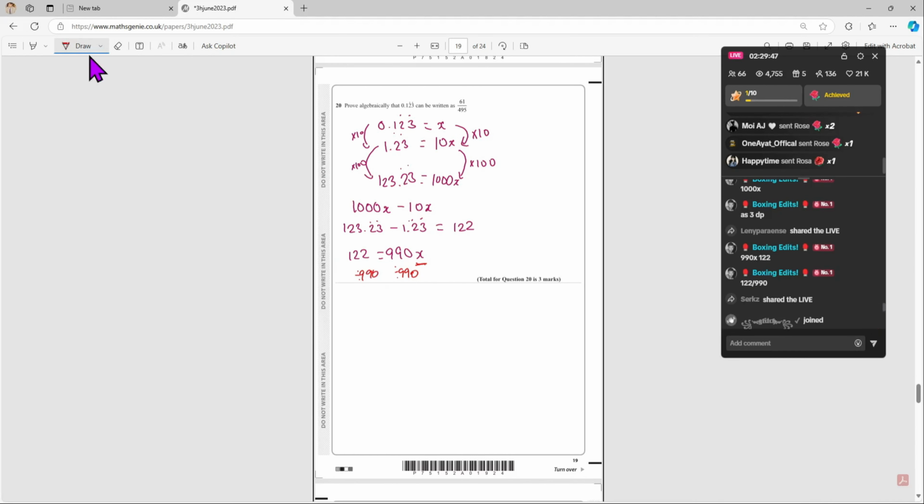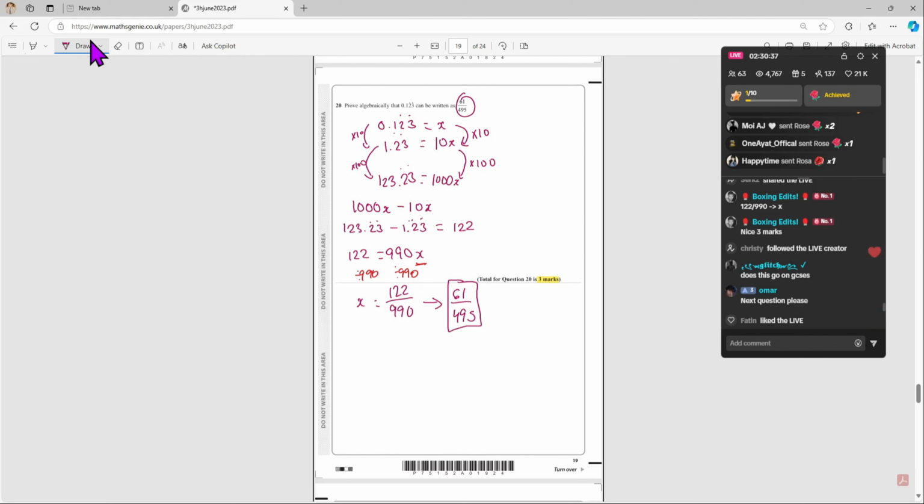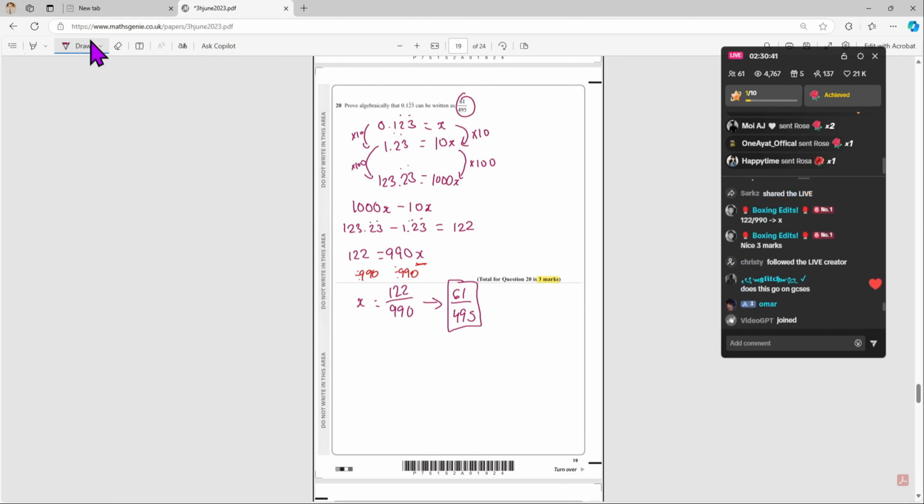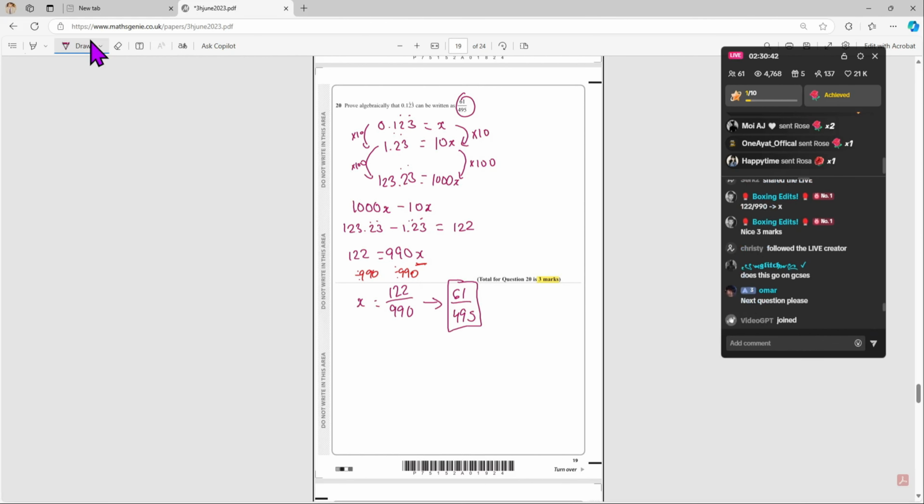So actually, we're nearly done with this paper, guys. We only have 4 questions left. Okay? Let's move on to our next question. Yes, this is GCSE Higher Edexcel.